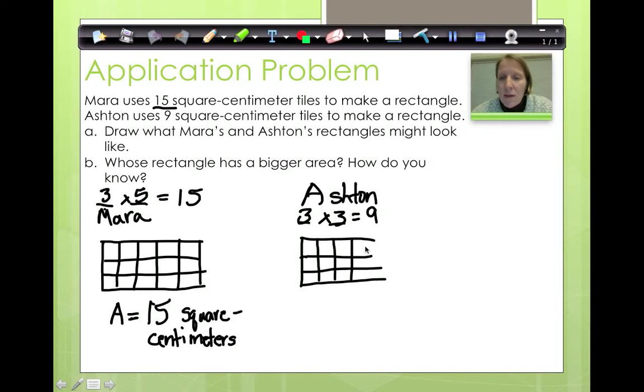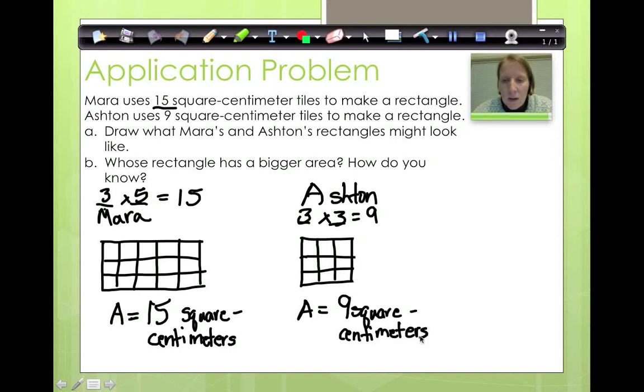Now, do you see I have extra? This is when I get my eraser handy. And I just erase the extra stuff from my drawing. See how handy that is? Okay. Now, what is the area of Ashton's? Well, 3 times 3 is 9. So his is 9 square centimeters. Now, so we drew Mara's, we drew Ashton's, we're done with this.